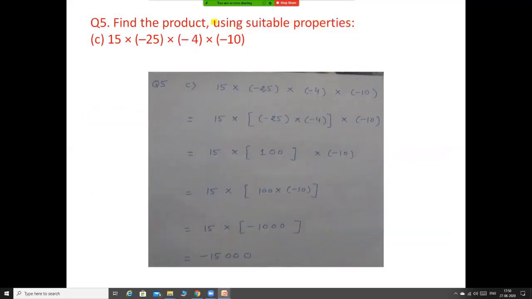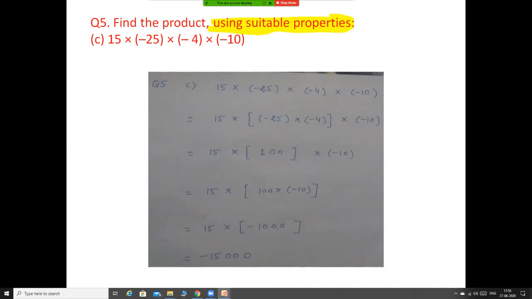Next part, C part. Again, I am highlighting the word using suitable properties. This means not to multiply as usual. We are required to apply the properties. So what is the question? 15 into minus 25 into minus 4 into minus 10. Again, search those two integers which will give some miracle.